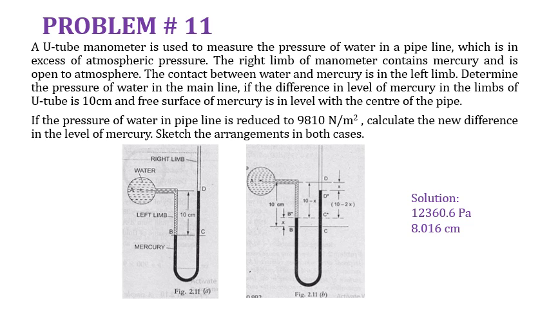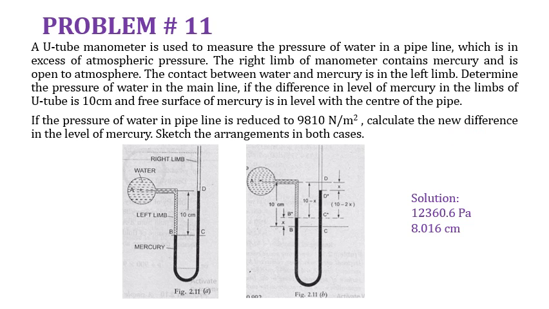So the next step is, this complete solution is also given in the next slide. This problem has been taken from R.K. Bansal. You can also refer to the book, and I've also added the solution in the next slide, but I want to explain the figures over here. If the pressure of water in the pipeline is reduced to 9810 Newton per meter square, now the pressure which was 12,360, if it is reduced to 9810 Newton per meter square, calculate the new difference in the level of mercury.